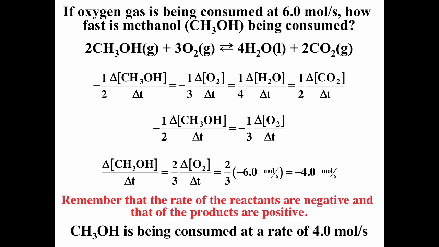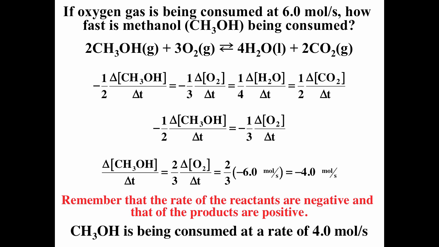Now, if you don't want to try to figure it out, what we can do is just write down the unique rate and look at the compounds we're interested in. We're asked about methanol and O2, so we just take those two, and we have minus 1/2 of the rate of change of methanol equals minus 1/3 of the rate of change for the O2. Now we want the rate of change for the methanol, so we solve that by multiplying both sides by minus 2. And that gives us the rate of methanol is equal to 2/3 the rate of the O2.